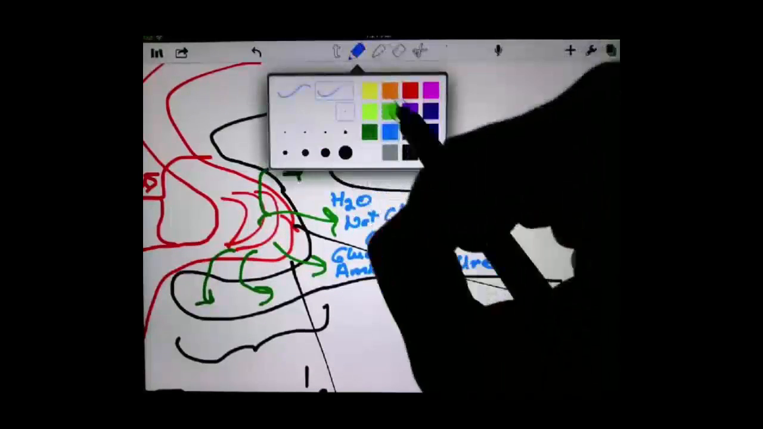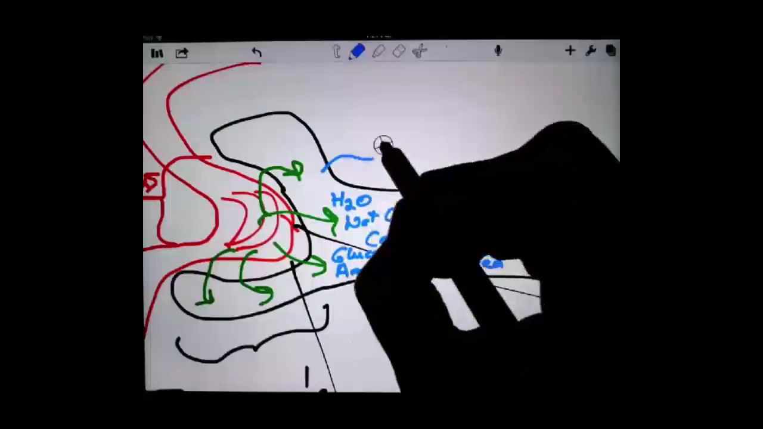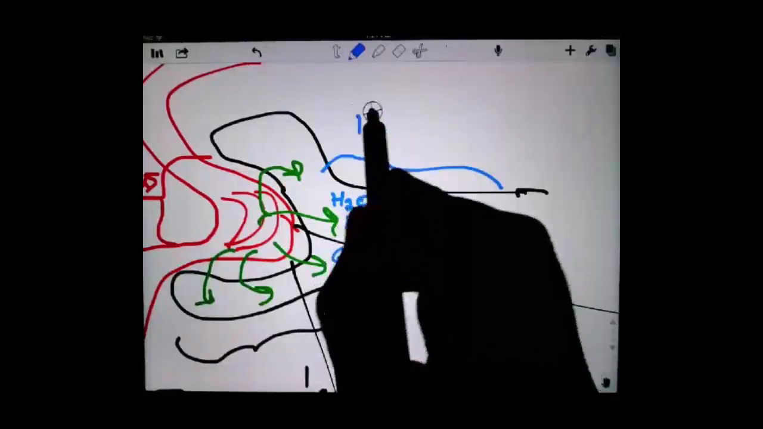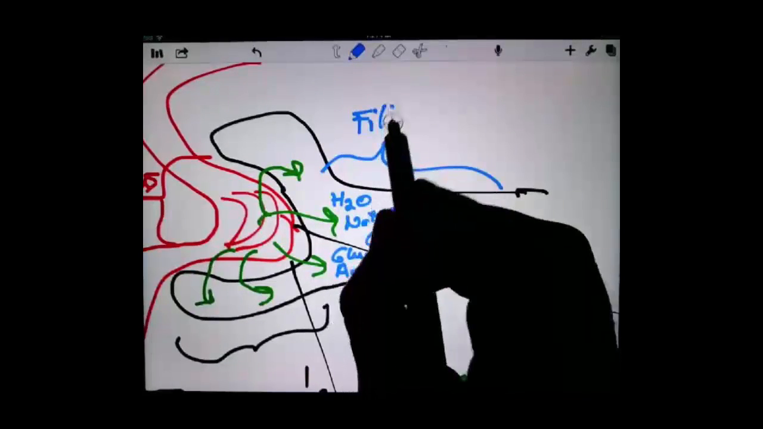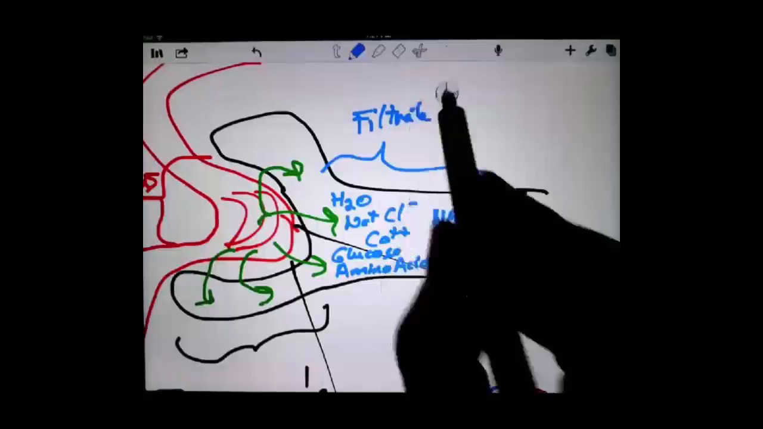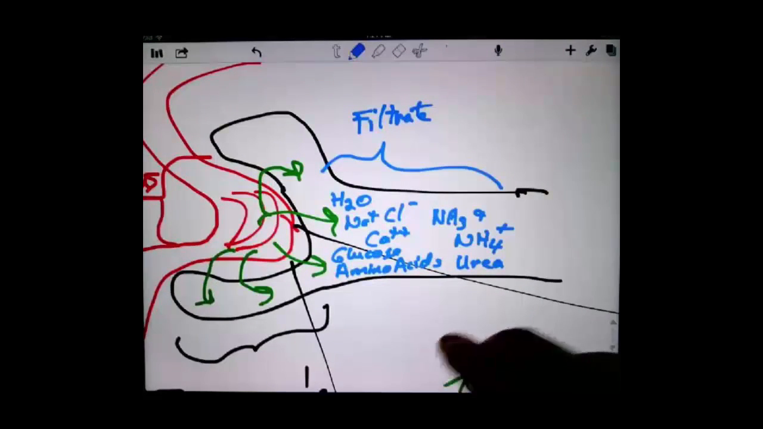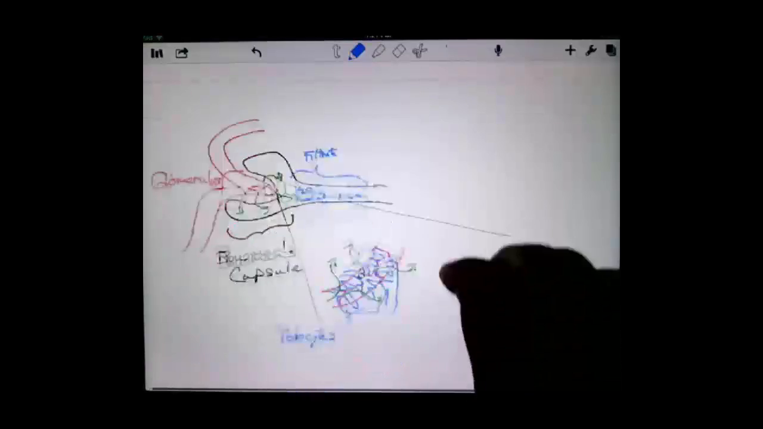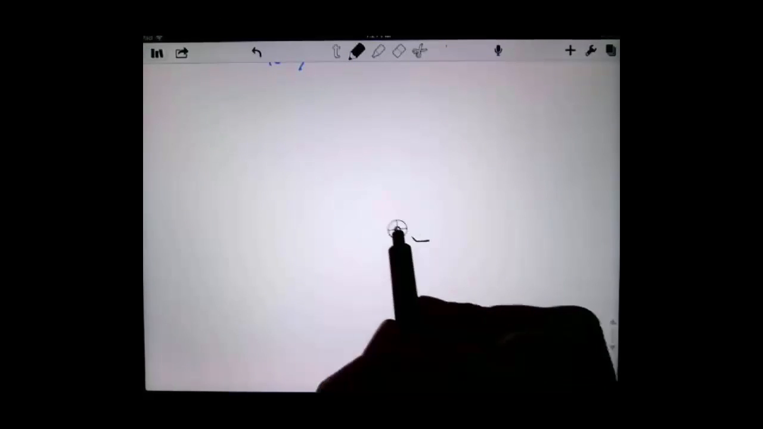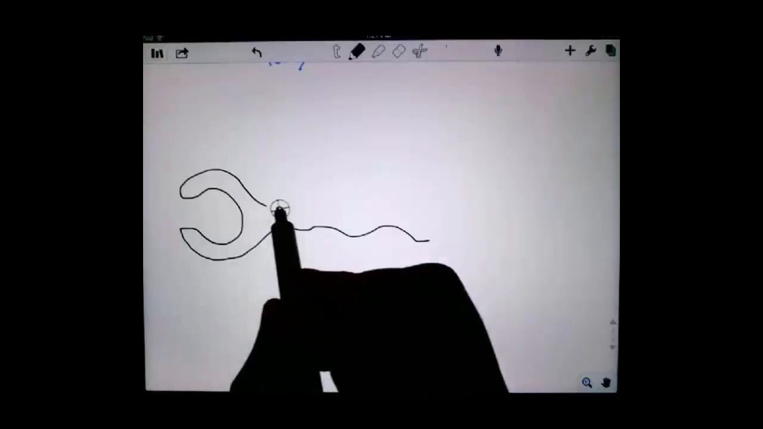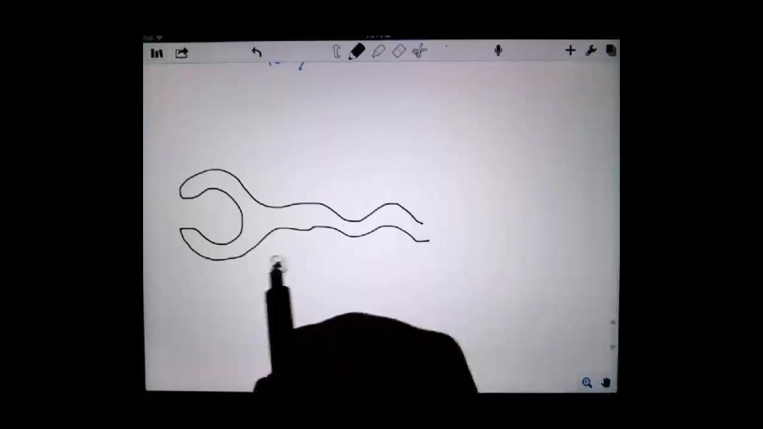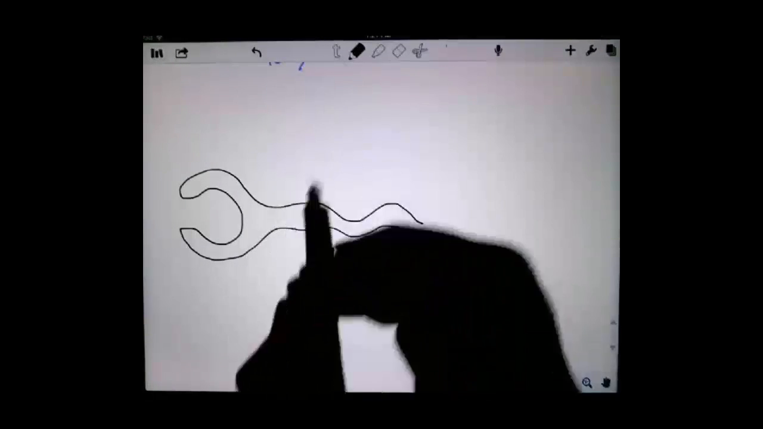The material that's being produced here is called filtrate. It's not yet urine. It's going to develop into urine. So that filtrate gets into the first part of the nephron. So let's move on to that. So I'll redraw Bowman's capsule. And now I've added to it the proximal convoluted tubule.